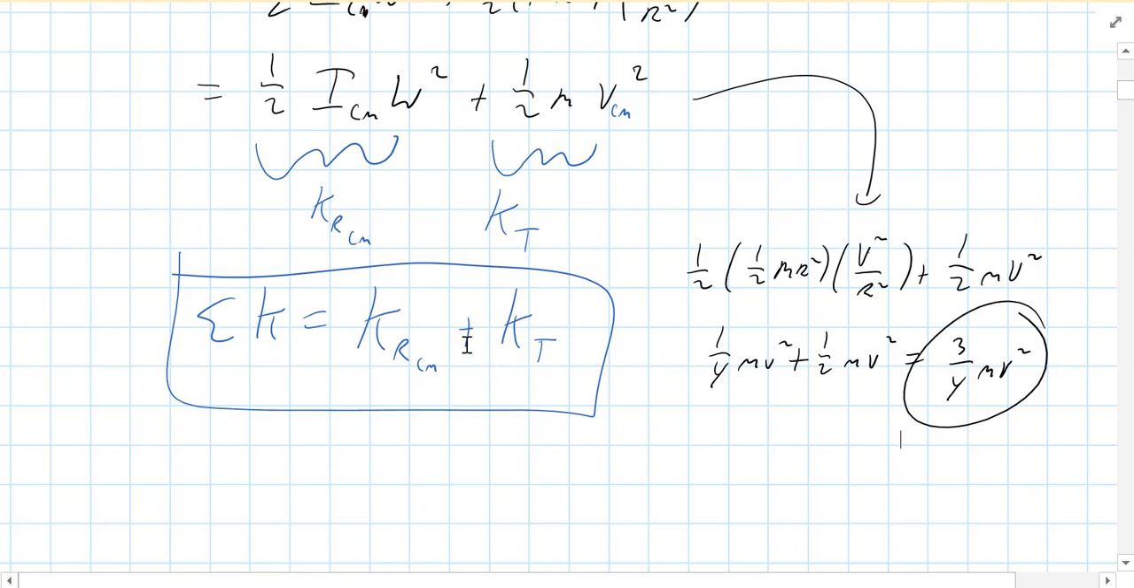The next thing we'll do is some examples and use this idea to solve problems.